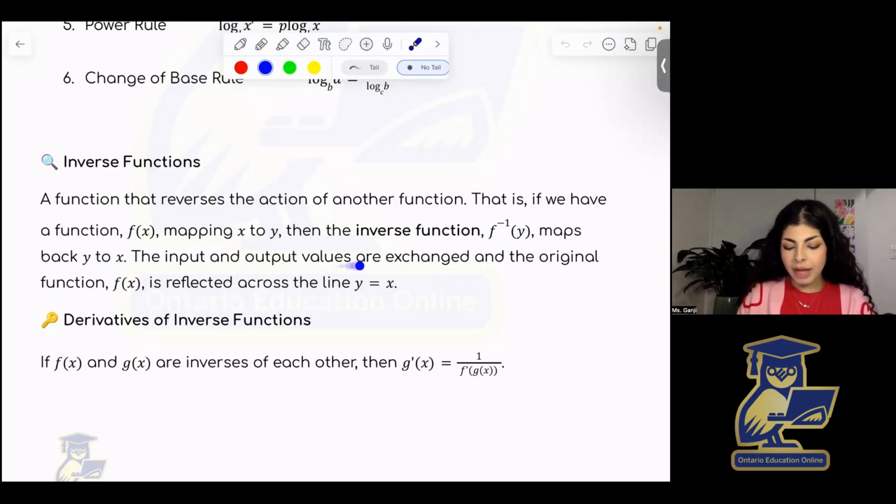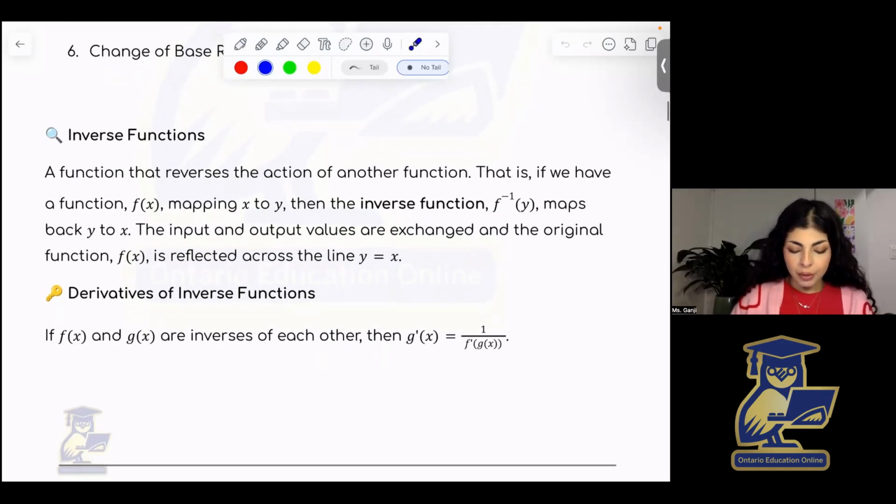And so the input and output values are now exchanged, and that's what we also saw last time, where the domain and range values were exchanged. And the original function f of x is reflected across the line y equals x to get to that inverse function. And again, we saw this with the exponential as well.